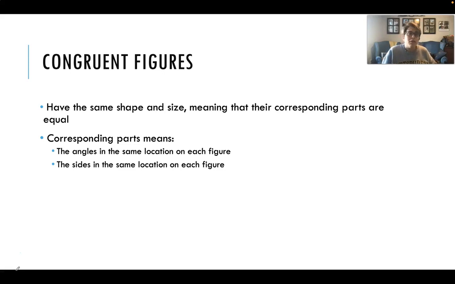So what is a congruent figure? Well, congruent figures have the same shape and size, meaning that their corresponding parts are equal. But for me to use that definition, you have to understand what corresponding parts really means. So corresponding parts means that the angles are in the same location on each figure. So if I'm looking at two triangles, for example, an angle on one figure corresponds to an angle on another figure because they're in the same location on these congruent figures. Same thing with the sides. The sides are in the same location on each figure.